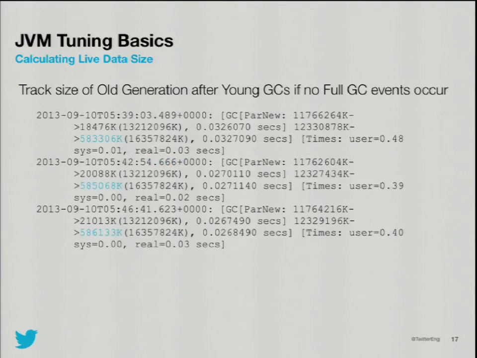Next way of calculating live data size is tracking the size of the old generation after young GCs in the event that no full GCs occur. I mean, if we're tuning our applications well, we should avoid the full GCs. In this case, you're trying to track and see what the rate of change is. And if you look at those three values that I've highlighted in blue there, you can see that it's increasing. So promotion is happening. The old generation is getting bigger, albeit slowly.